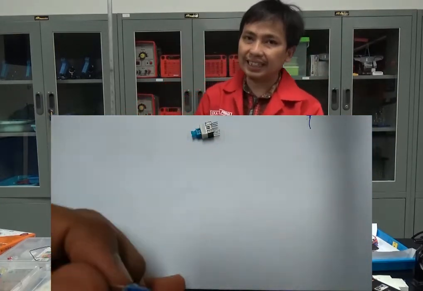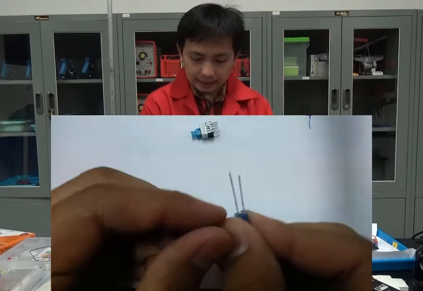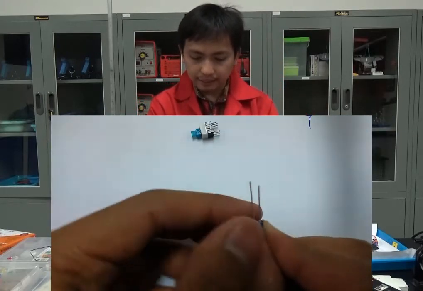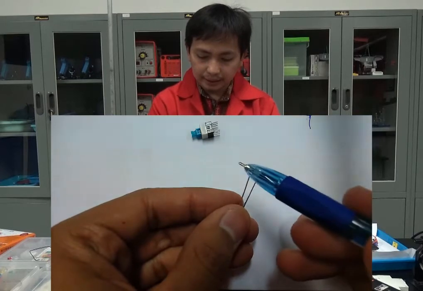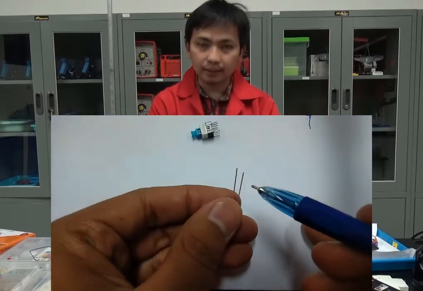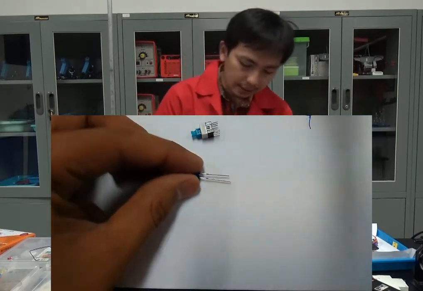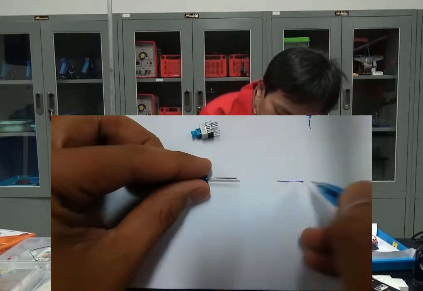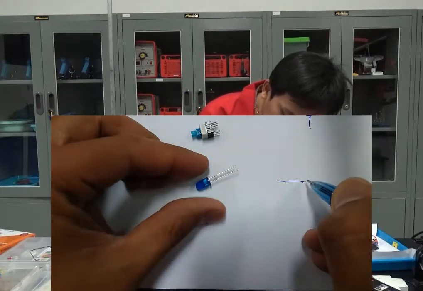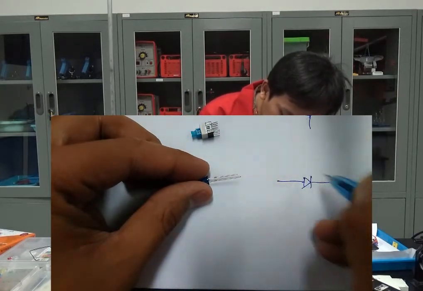LED means light emitting diode. The LED itself has different tails. Look, the longer tail is connected to positive, the shorter tail is connected to negative. Yeah, LED, make a symbol of LED here.